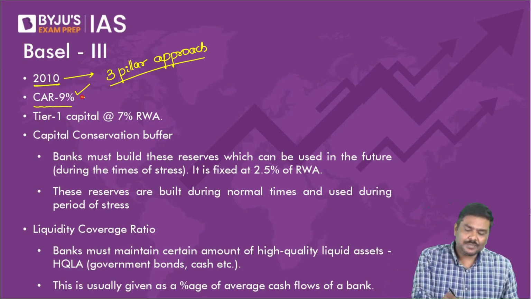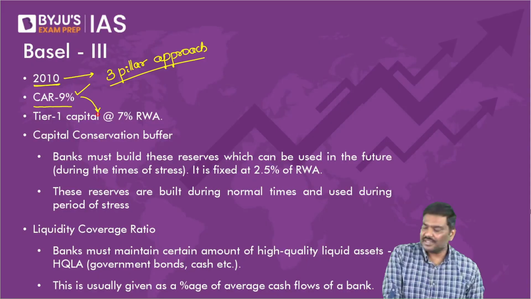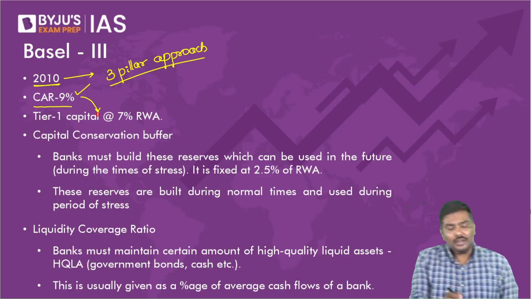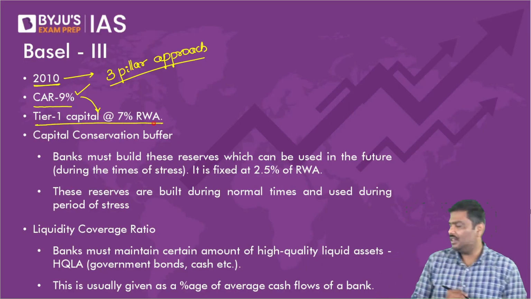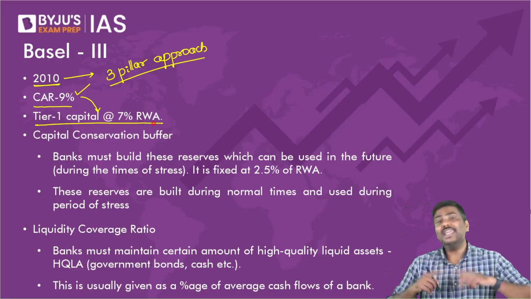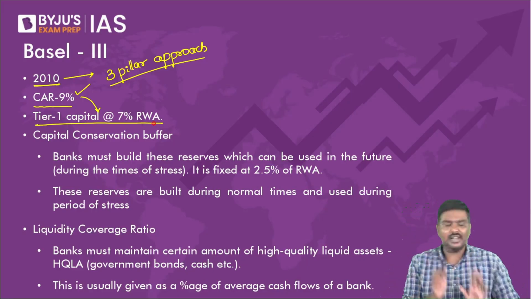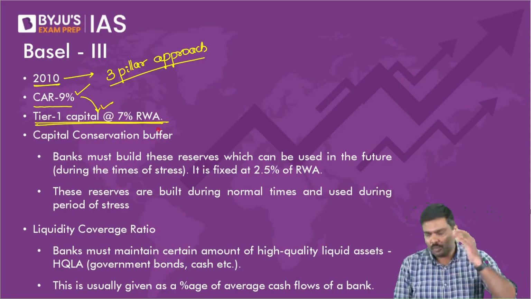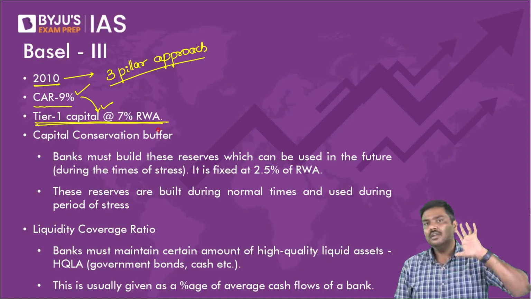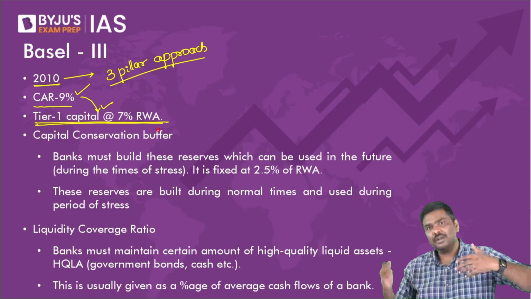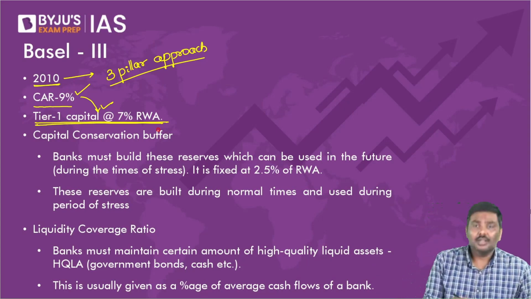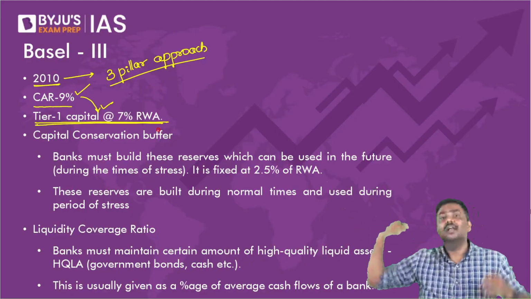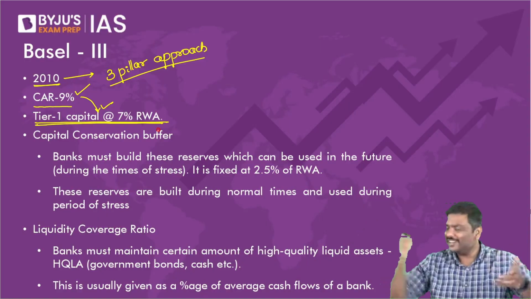Now, please look at the next point. Does it make sense to you now? Out of this capital adequacy ratio, you should have the highest amount of tier 1 capital. 7% of risk weighted assets you should maintain in the form of tier 1 capital. Why? I hope you know the answer already. Why should we maintain more of tier 1 compared to tier 2? I've already told you why tier 1 is better than tier 2.